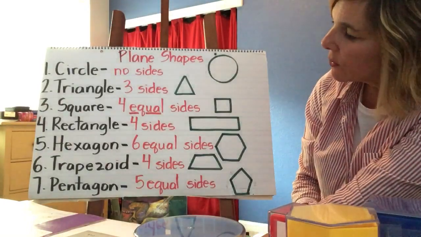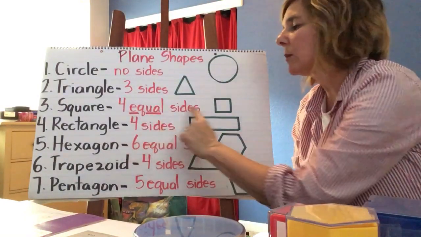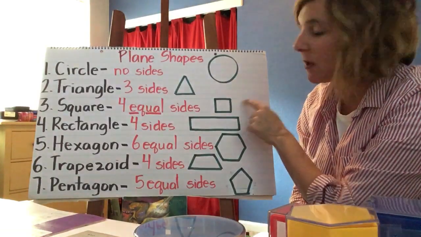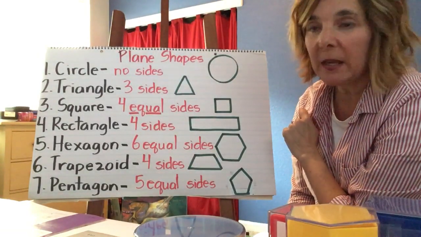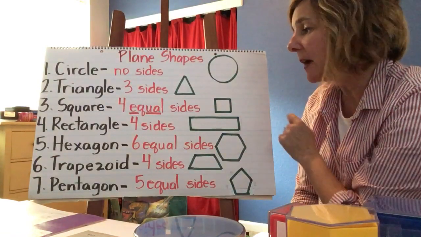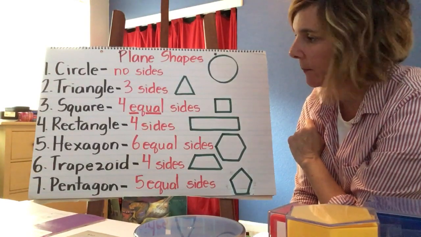Number 3, a square. 4 equal sides. You see how I underlined the word equal? A square is a special kind of rectangle, and to make it a square, it has to have equal sides. That means the sides are the exact same length, and there's 4 of them.